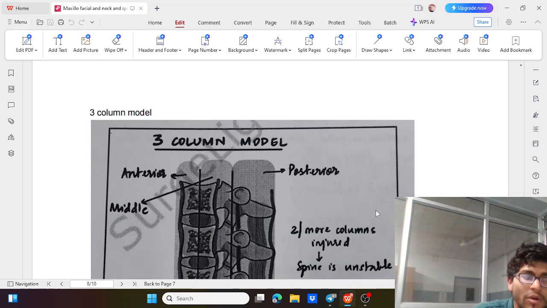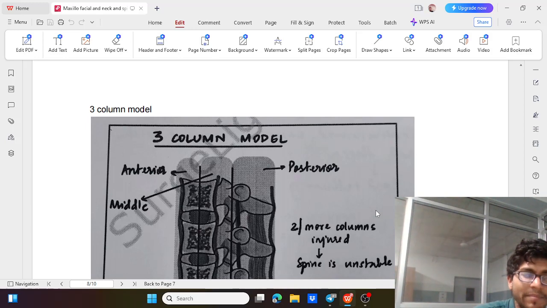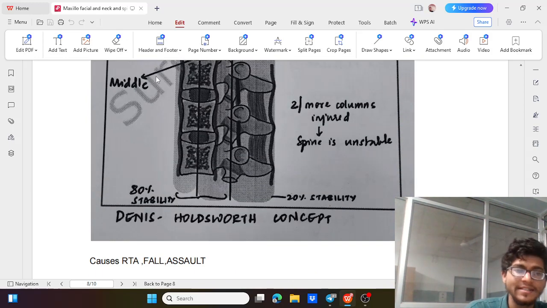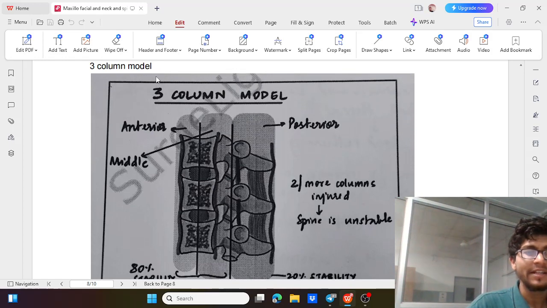Now coming to spinal trauma. Before starting spinal trauma, we'll understand the stability part of the spine. In the spine, we have a 3-column model of stability, which was given by Dennis. So, the Dennis 3-column concept of stability.